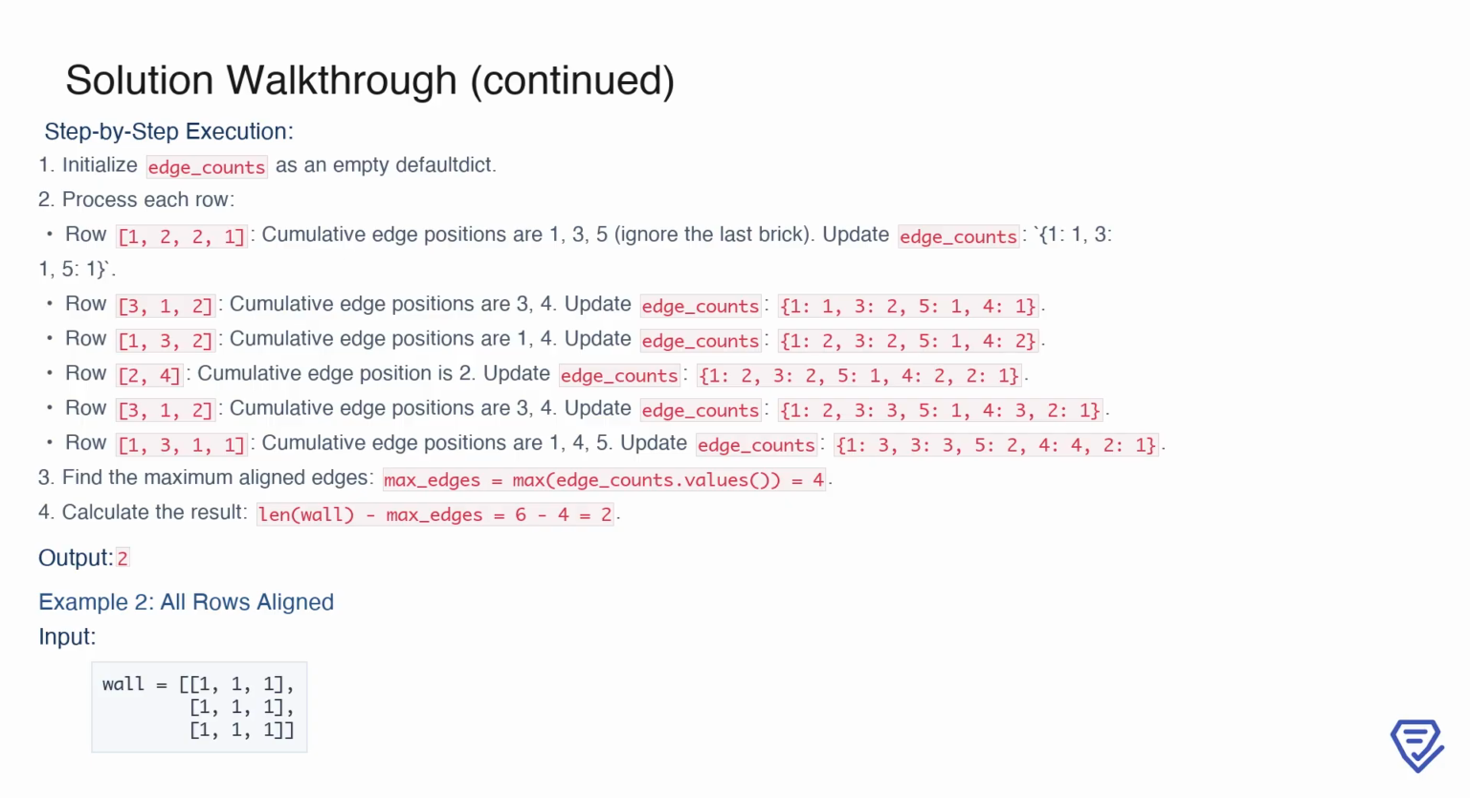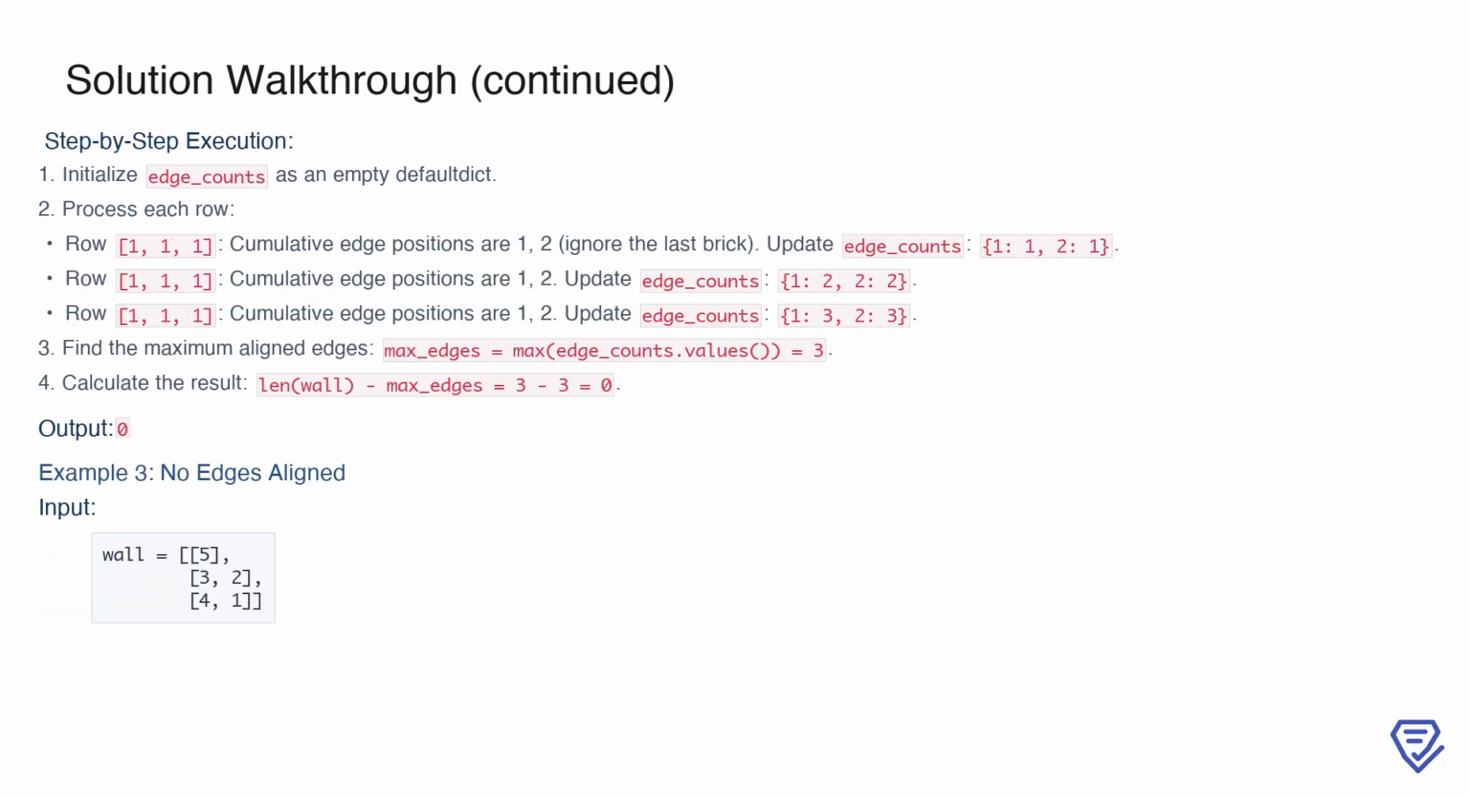Continuing to the next row, 3, 1, 2, the cumulative positions are 3 and 4, so we update the dictionary accordingly. Repeating this for all rows, we end up with edge_counts showing the frequency of each edge position. The maximum frequency in edge_counts is 4, meaning the most aligned edges occur 4 times. To get the result, we subtract this maximum from the total number of rows, which gives 6 minus 4 is equal to 2. This means the vertical line crosses 2 bricks in this case. The process is straightforward, and the dictionary helps us efficiently track edge alignments.